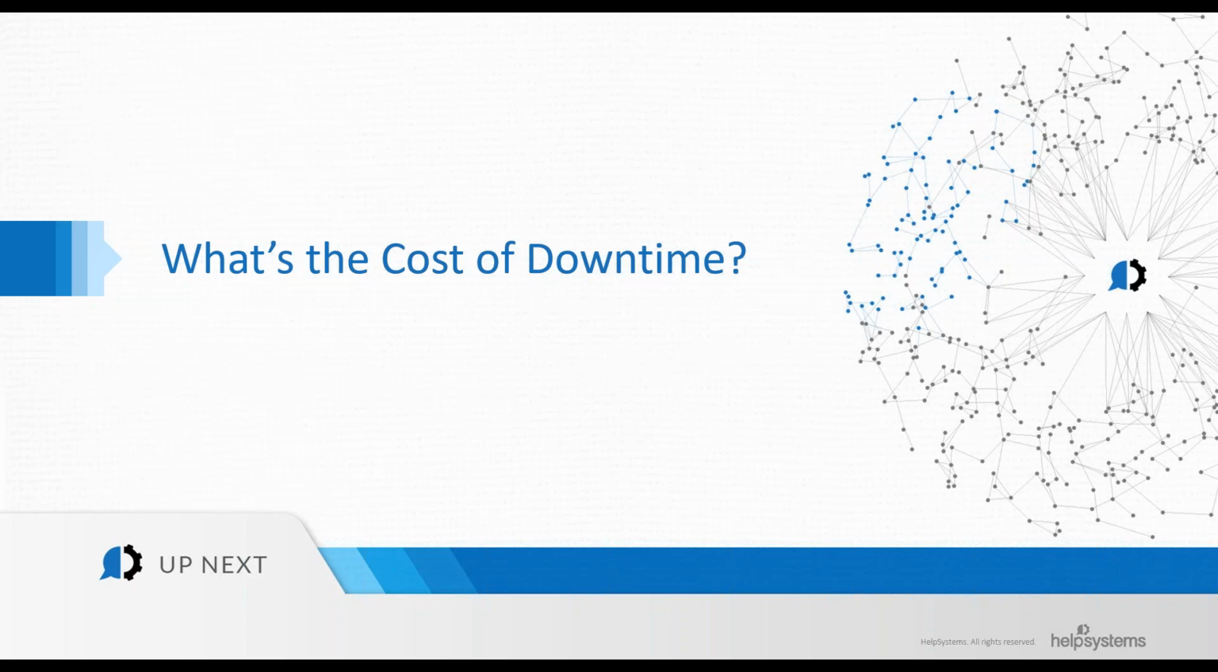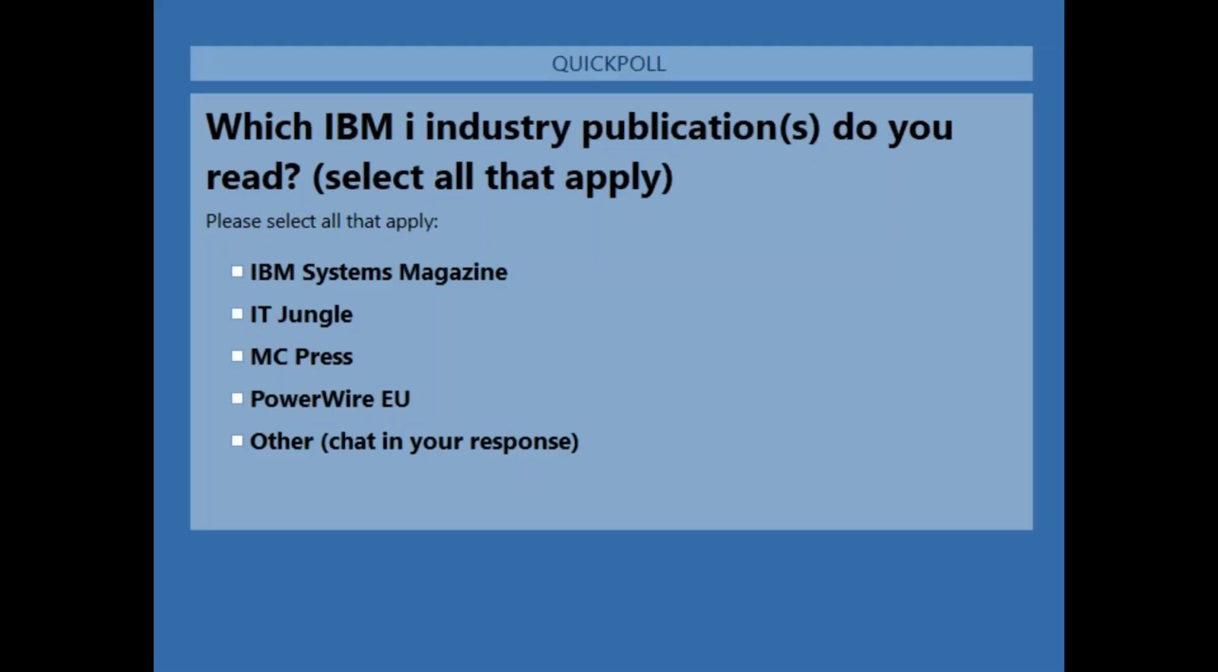Before we do that, though, we want to hit our first polling question. Chuck, over to you to open up our first polling question. All right, so this is a question that we've been asking in a number of our webinars. We're interested, where do you get your information from regarding IBM i? So what we're asking here is, what IBM i industry publications do you read? Do you read IBM Systems Magazine, IT Jungle, one of my favorites, MC Press, PowerWire, maybe you get their email blast, or others? So feel free to send us that information.